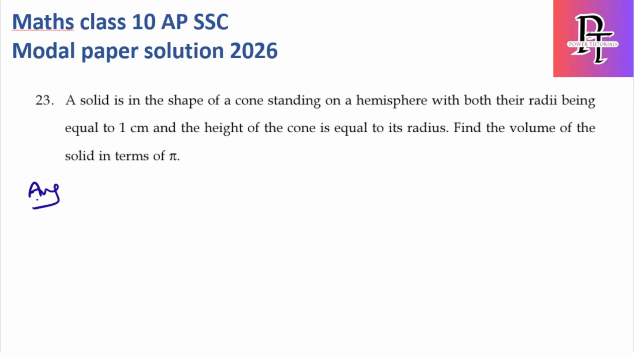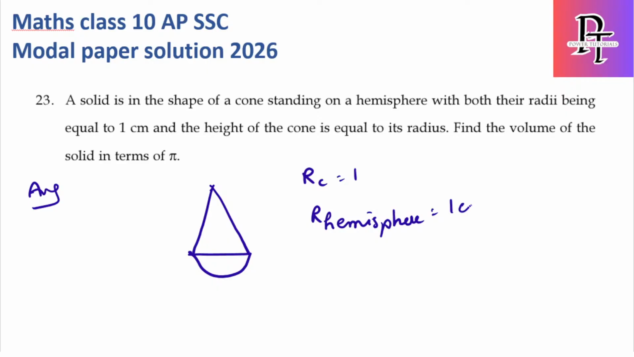23rd question. A solid is in the shape of a cone standing on a hemisphere. So we have a hemisphere and we have a cone standing on it, with both of the radii being equal to 1. So the radius of the cone is equal to 1 and the radius of the hemisphere is also equal to 1. And the height of the cone is equal to the radius, so the height of the cone is also 1 centimeter. Find the volume of the solid in terms of pi.